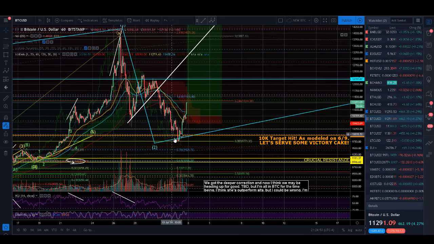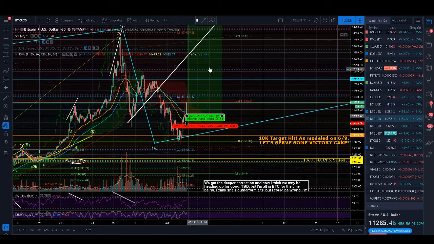So I think we're done correcting, especially considering how close we ended up at one of my target fib levels. The fact that we got that close, not only were we near the 10,000 support, but when we did dip down, we caught such massive support right from the 382. So that means that we lost 38.2% of Bitcoin's run, right, on this wave one from the bottom up.